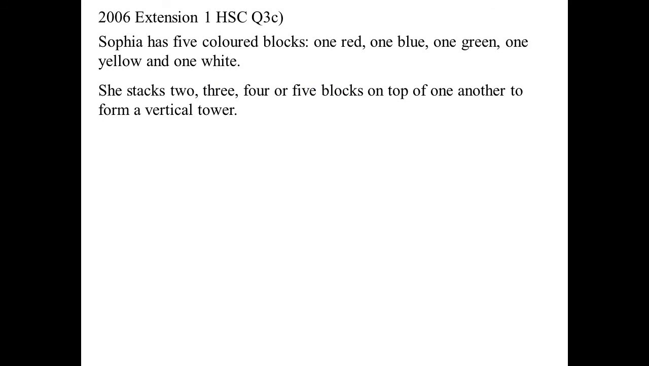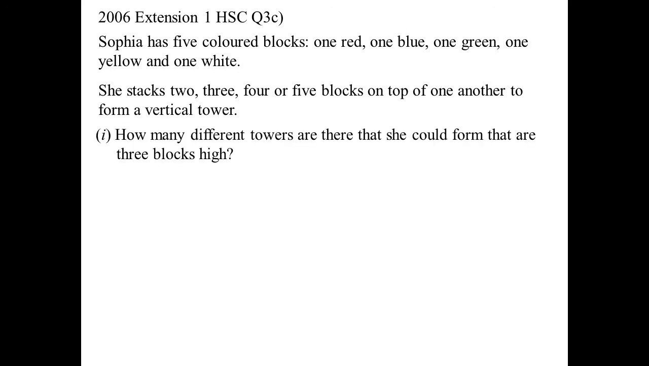Sophia has 5 blocks. A red one, a blue one, a green one, a yellow one, and a white one. We're going to stack, or she's going to stack them up, 2, 3, 4, or 5, to form a tower. So 1 block by itself is not a tower. It's just a block. But as soon as you start stacking the blocks, you get a tower. How many different towers could she form that are 3 blocks high? And they're different colours, you see, so the way of arranging the blocks is different. That would be different towers.